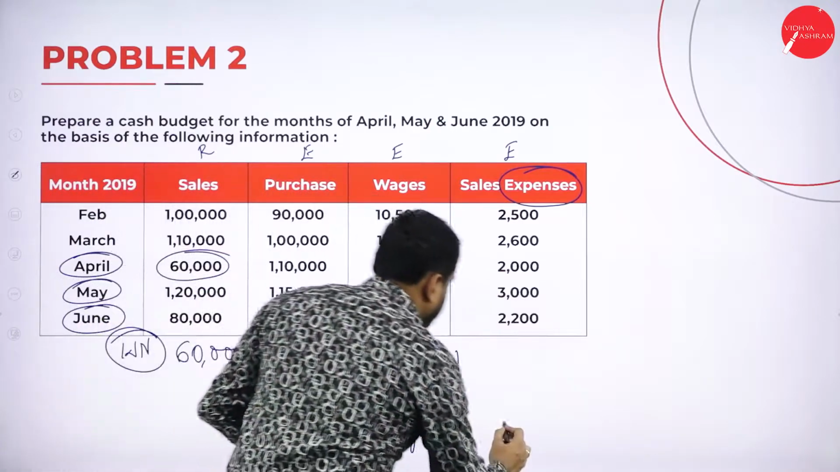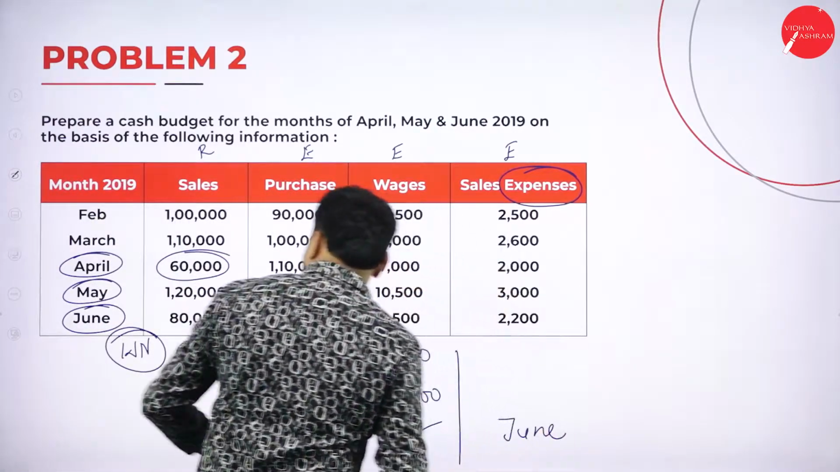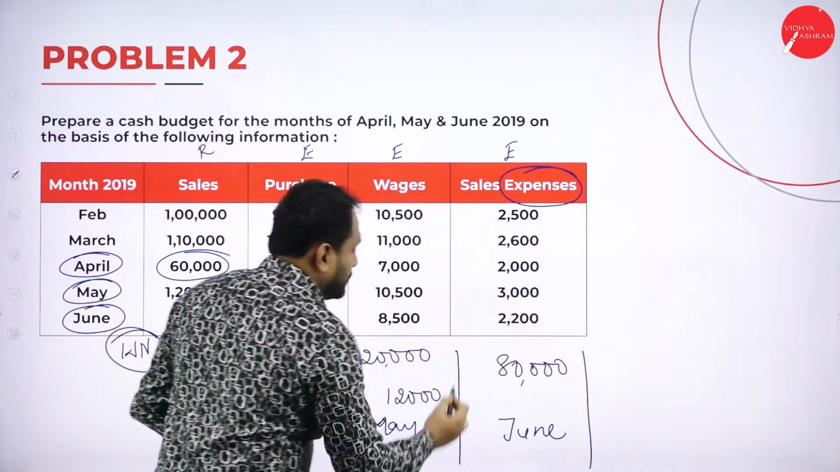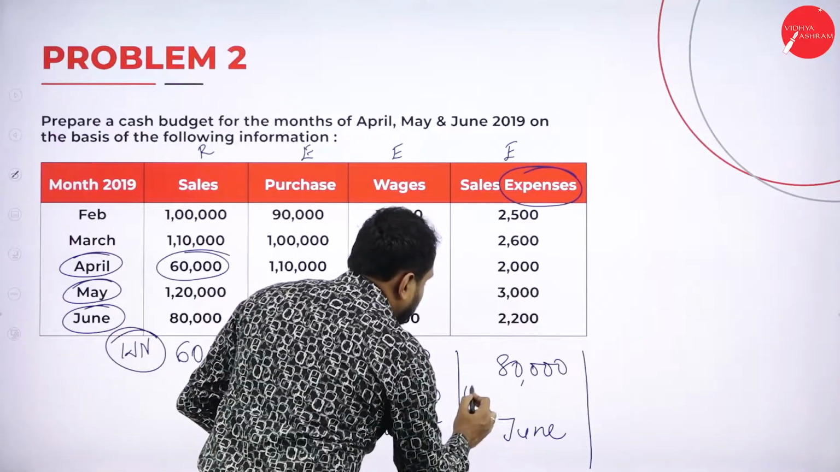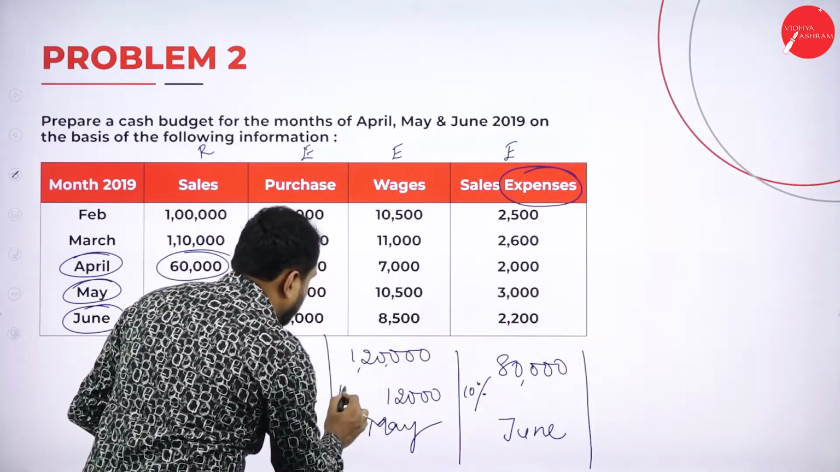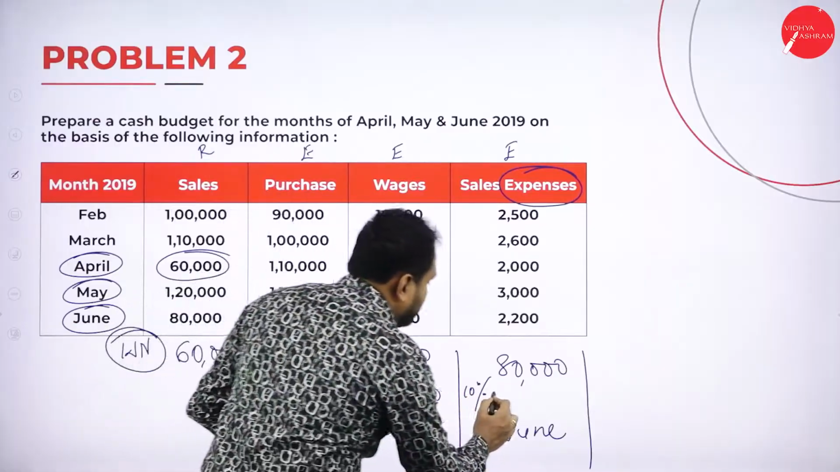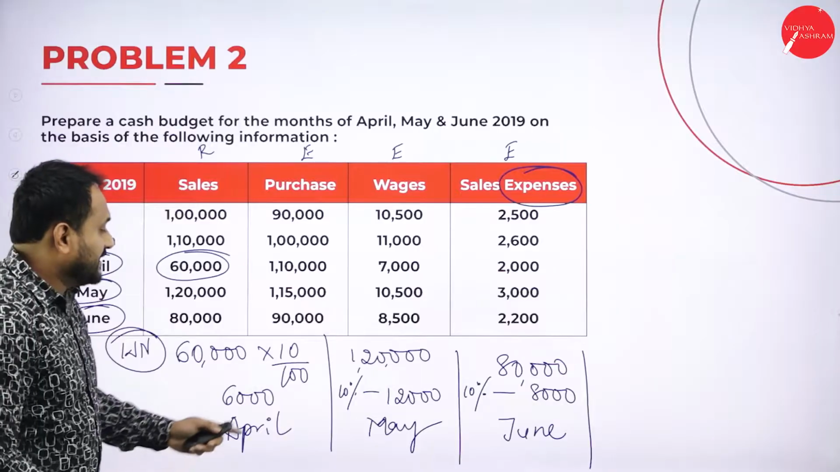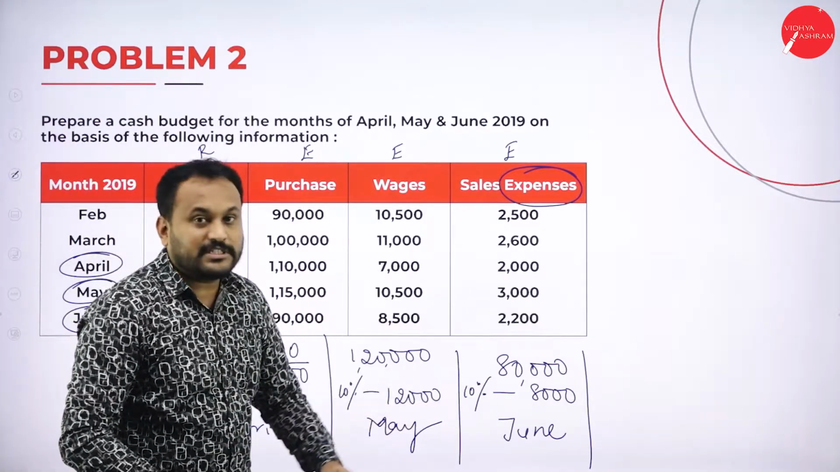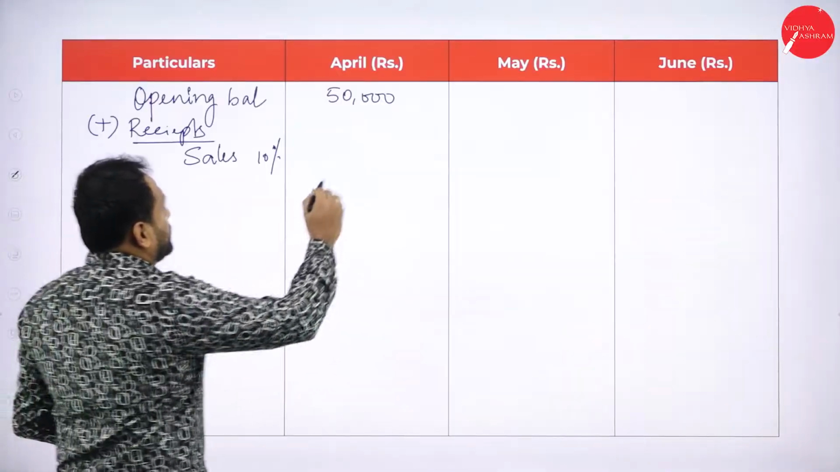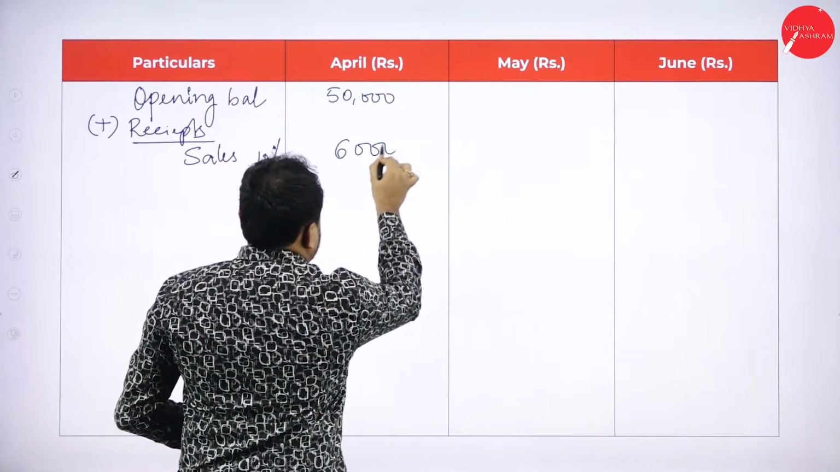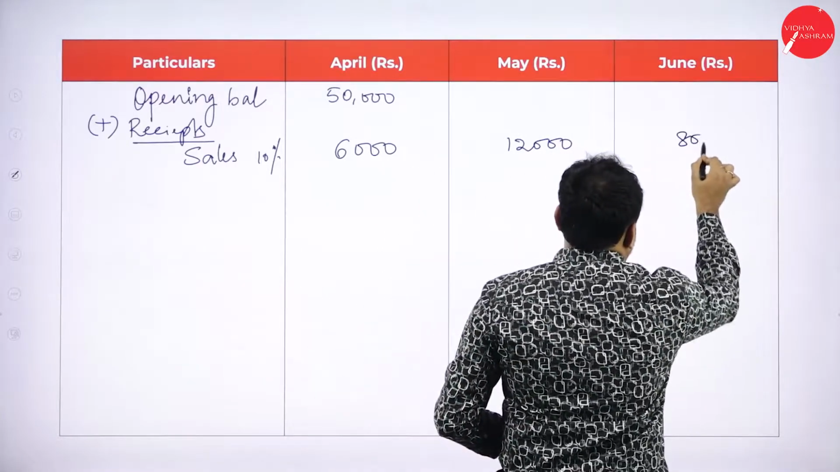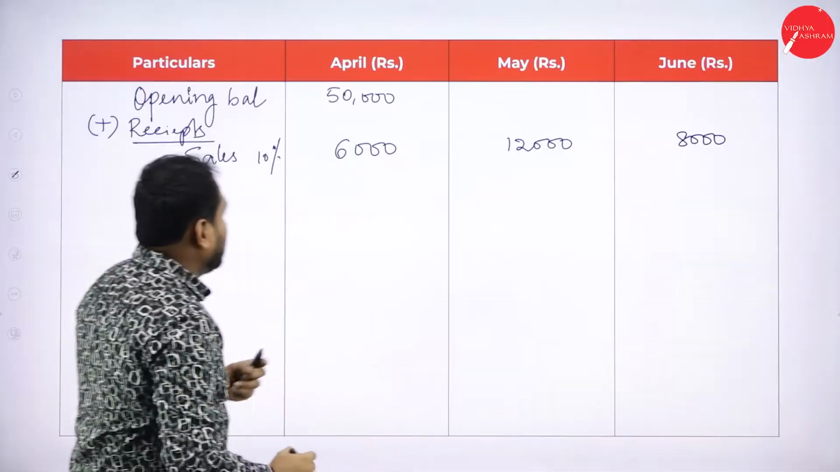And in the month of June, I'll write here June. June is how much? It is 80,000. So 80,000, 10% is 8,000. So now what I'll write: in the month of April 6,000, May is 12,000 and June is 8,000 respectively. So I'm done with 10%.